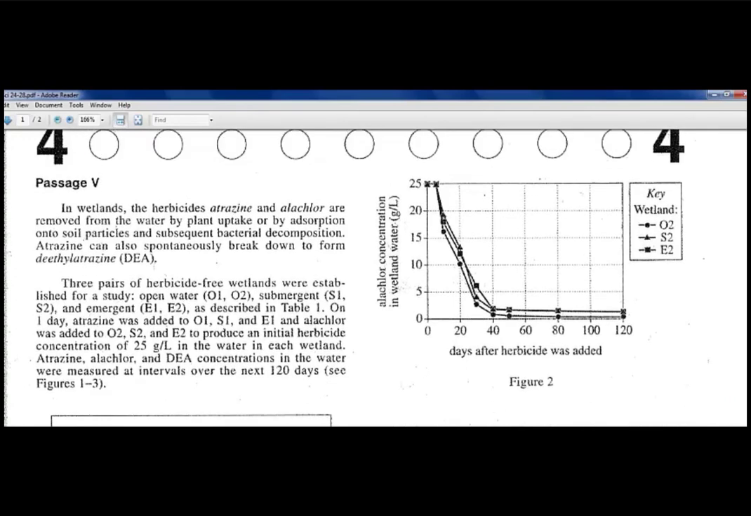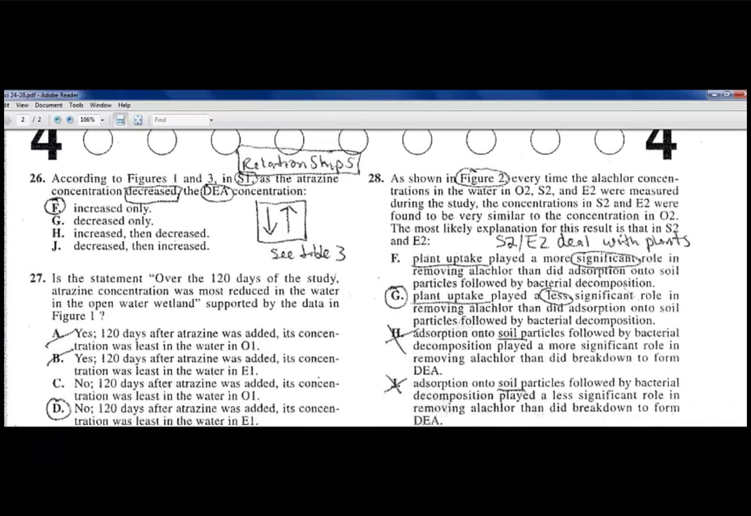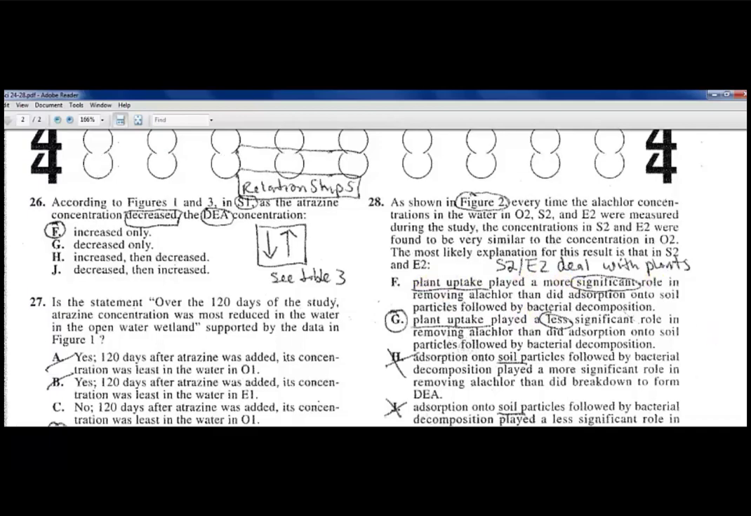In figure 2, concentration is all the same after 120 days and at 40 days. Do plants affect the concentration and the growth in this stuff? No. Plants don't have anything to do with it. There's something else going on. So when you come over here and look at your answers, you see that answer choice F says this. Plant uptake played a more significant role in the removal of allicor than did the absorption of the soil. That's not true. It did less, because if we had something that was significant, this chart would look different.